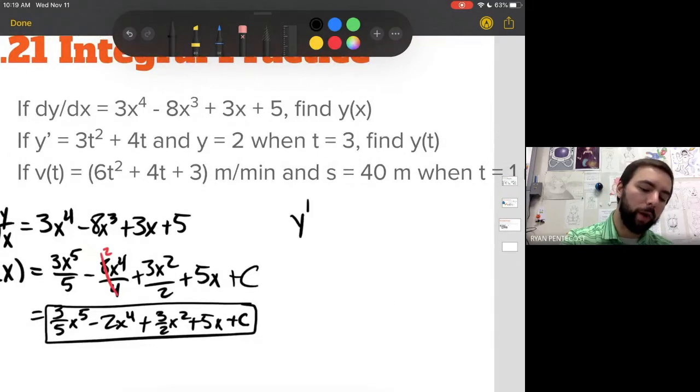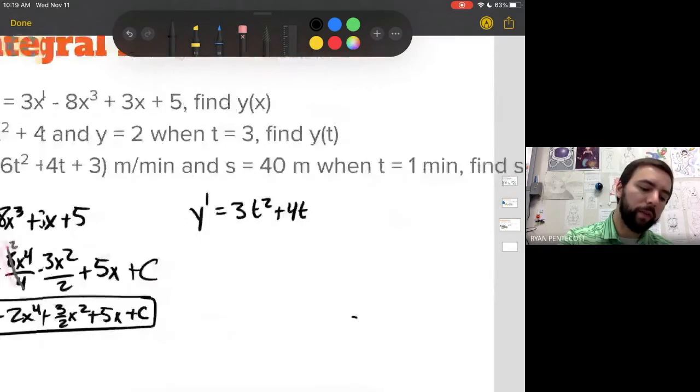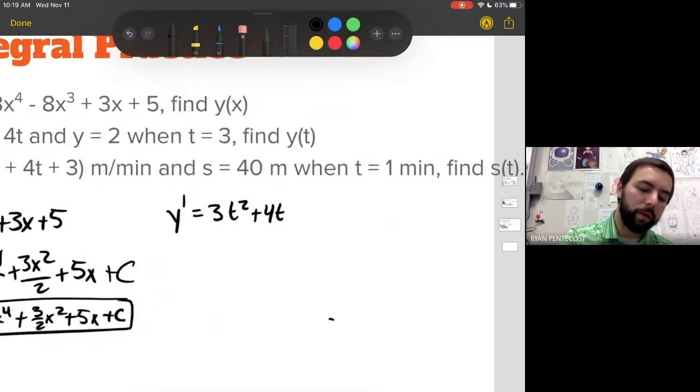We have y prime, which just represents the derivative of y. That equals 3t squared plus 4t. And we're given the information that y equals 2 at t equals 3. Now, let's find the original function y of t.